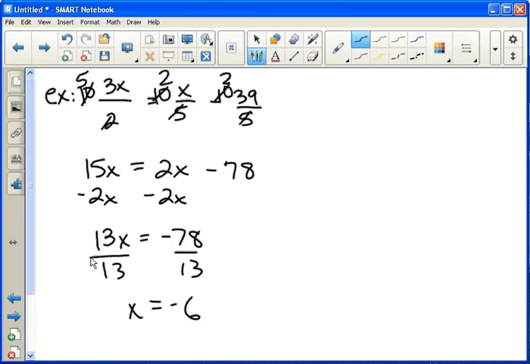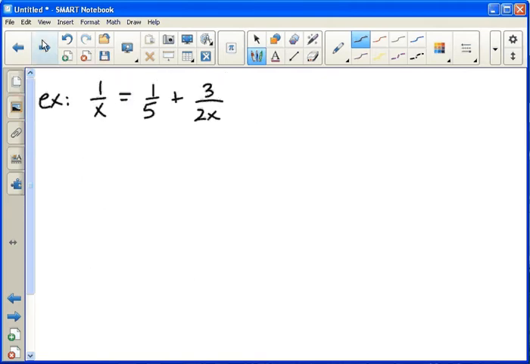Okay, so on this one, we have an x, we have a 5, and we have a 2x. So we need something that can cancel all three of those things out. So it's going to have an x, and it's going to have to be divisible by 2 and 5. So this time we'll actually multiply by 10x. Because you're looking for the smallest thing that all the denominators can go into.